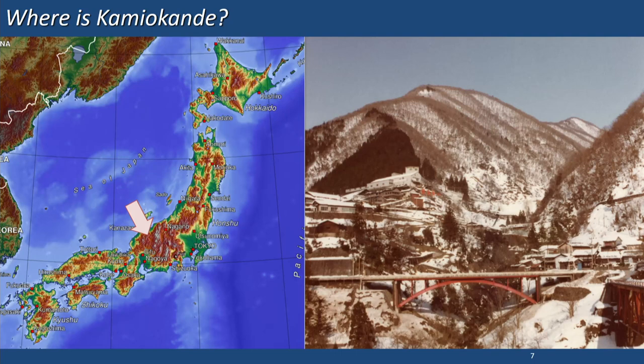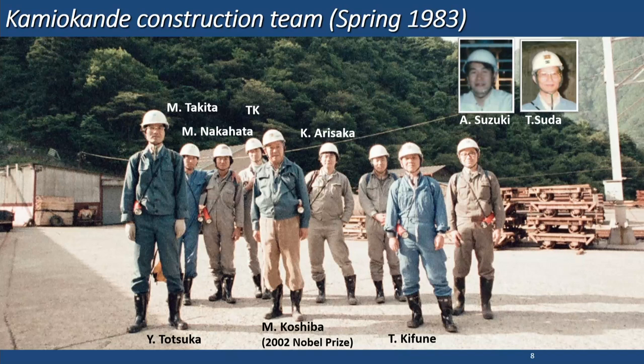Anyway, we had to construct the Kamiokande detector underground. Therefore, in the spring of 1983, we came to Kamioka to construct the detector. So, this photo was taken in the spring of 1983. At that time, Professor Koshiba, who was the leader of this experiment, came to Kamioka to help construct the detector. So we took this photo.